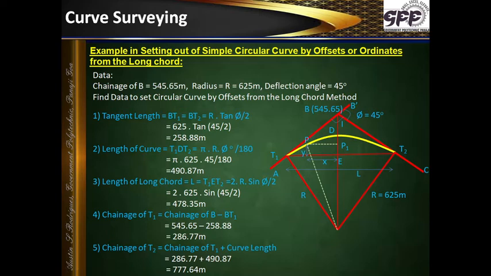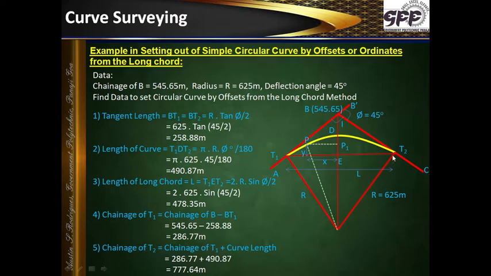Now, having done these calculations, let us mark the point T1 and the other points. What is the chainage of T1? We know that the chainage is measured from here, and then at this particular point, what is the chainage we have been given? So the chainage of T1 would be the chainage at B minus BT1. So chainage at B is 545.65 minus BT1. This distance has been already calculated earlier as 258.88 meters. So we get this answer as 286.77. So chainage of T1 is obtained as 286.77 meters.